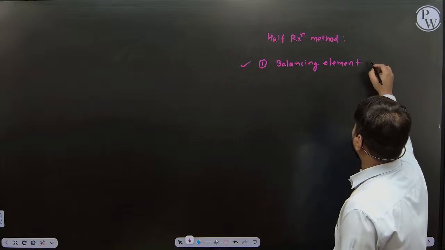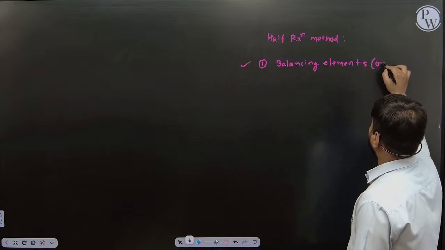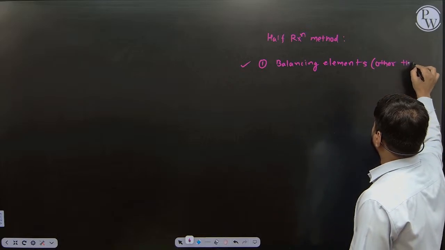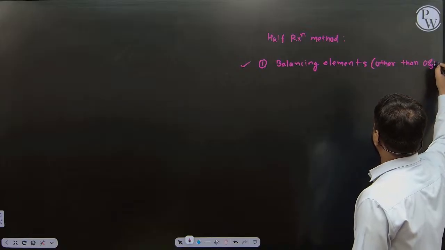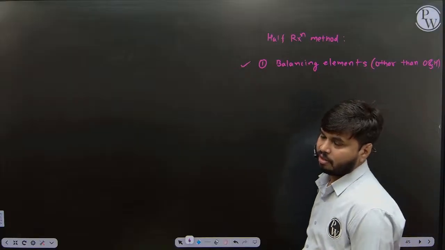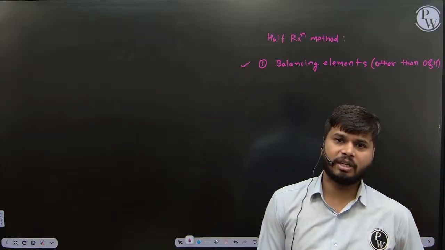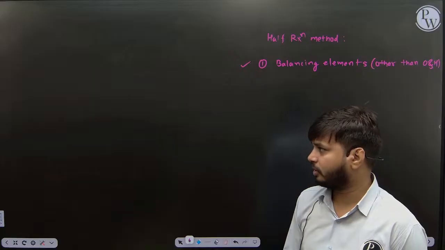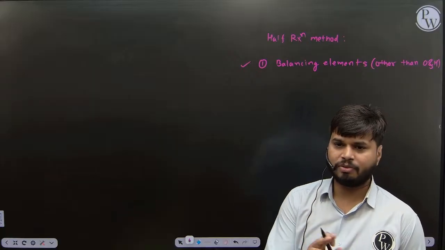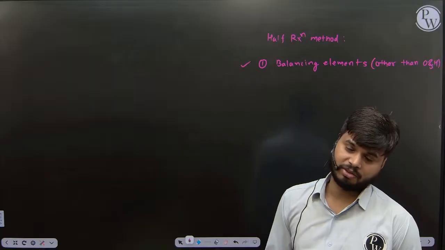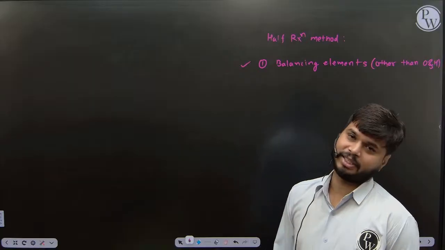Elements other than oxygen and hydrogen. So you will be balancing the elements which are other than oxygen and hydrogen. So first you will be balancing these elements, right? Don't balance the oxygen and hydrogen first, because oxygen and hydrogen will be balanced later.